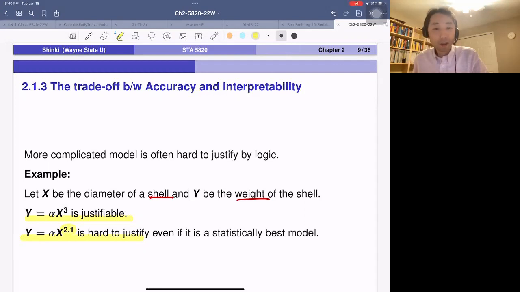So which one would you choose? Oh, sorry, I got some chat. I don't know what's wrong with my, okay, yeah, that's fine. Yeah, so which model would you choose?